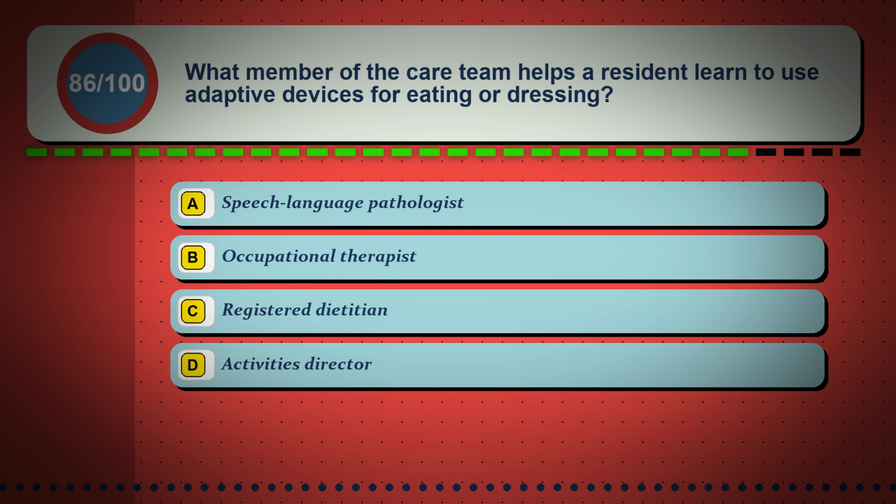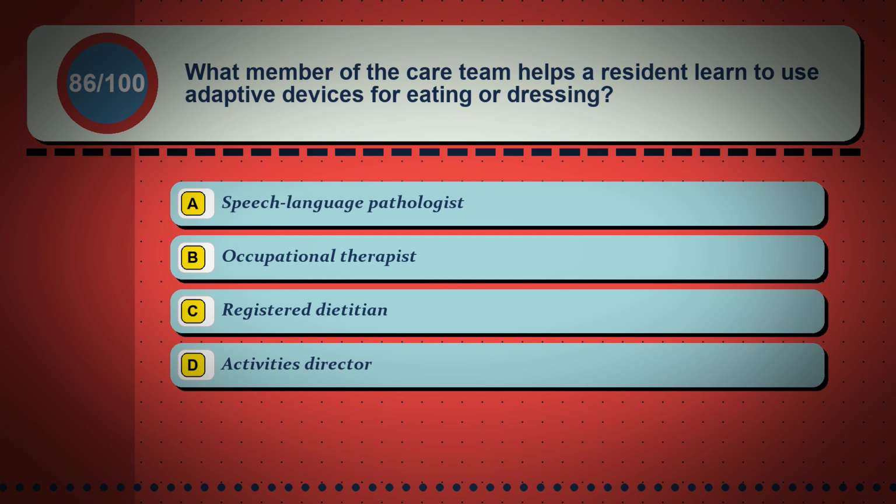Question 86. What member of the care team helps a resident learn to use adaptive devices for eating or dressing? Option A. A speech-language pathologist. Option B. Occupational therapist. Option C. Registered dietitian. Option D. Activities director.